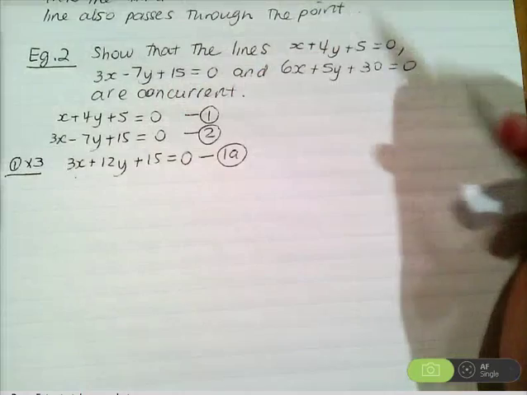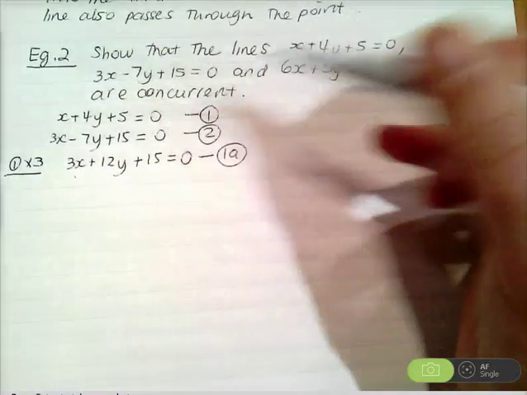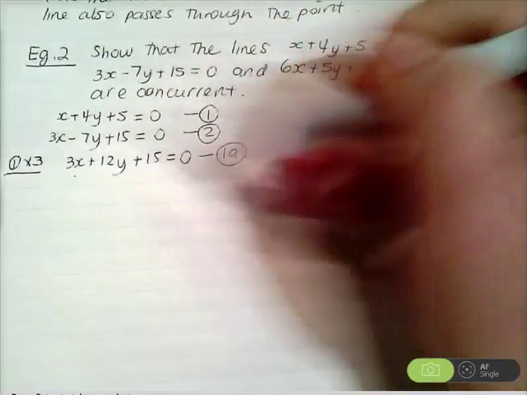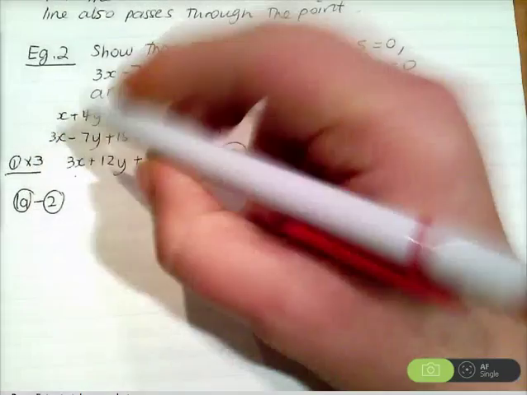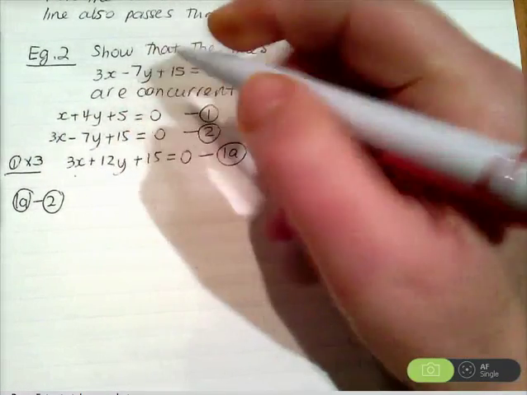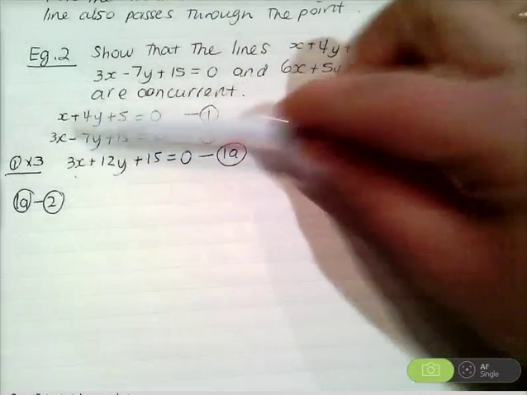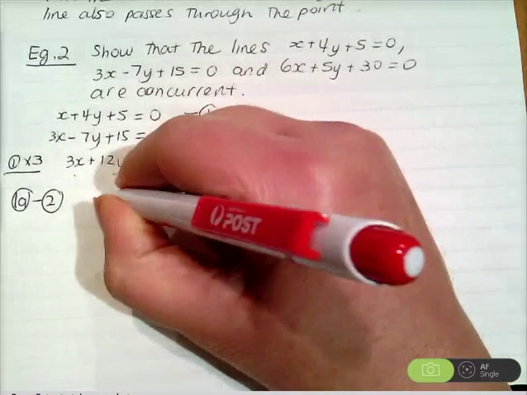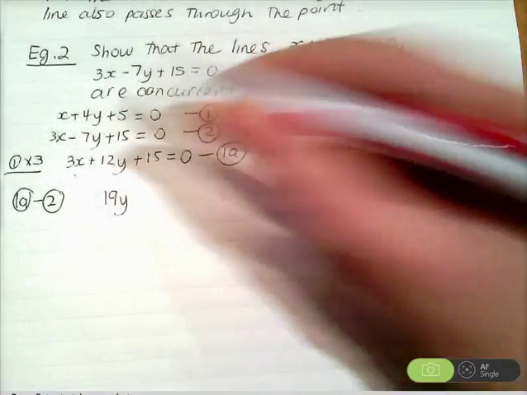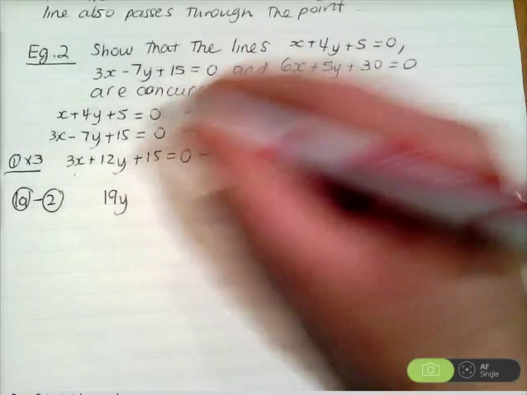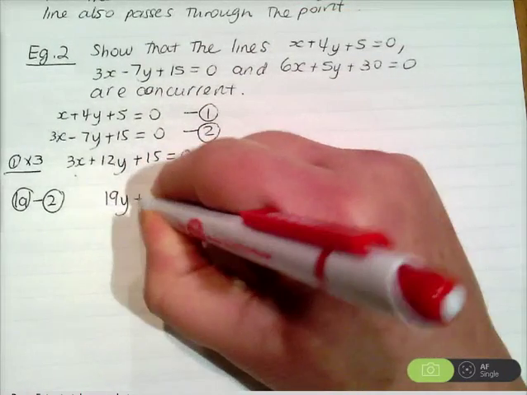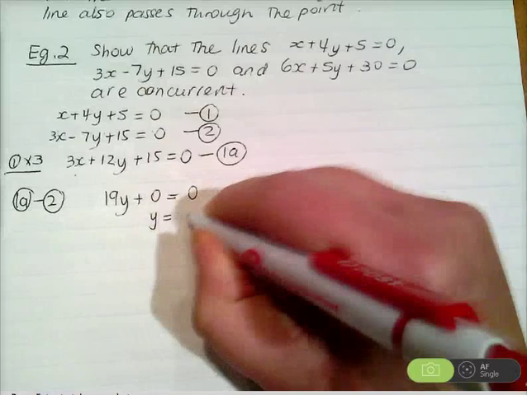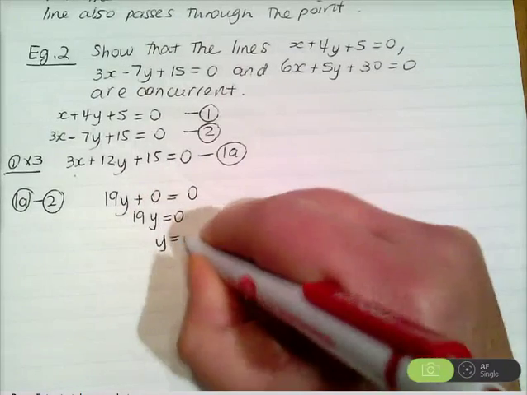So now we can work with equations 1a and 2 because the coefficient of x of both of those equations is identical. So we want to subtract these 2 equations, but I'm going to do equation 1a minus equation 2 because looking at the coefficients of the y's, if I do this equation here minus this one, I'll end up with a positive coefficient of the y. So 3x minus 3x is 0, 12y minus negative 7y is 19y, and 15 minus 15 is also 0. So I get 19y plus 0 equals 0. In other words, 19y is 0 or y equals 0.